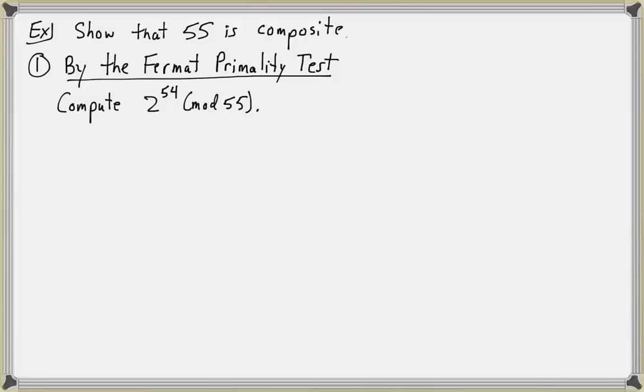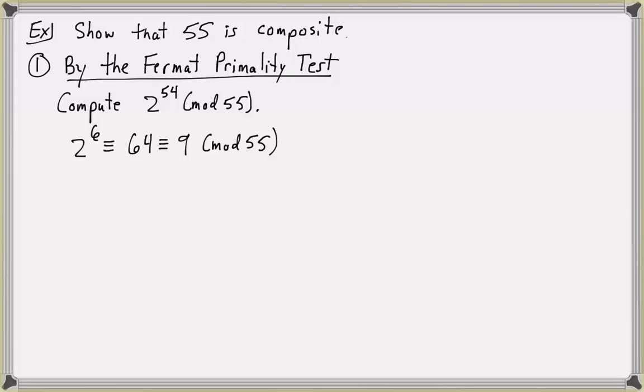So if you tried to just plug in 2 to the power 54 on a calculator, this number might be so large that you won't be able to reduce mod 55. But we can evaluate these modular exponents by doing successive squaring of the base and then reducing mod 55 each time. So for example, let's start with 2 to the 6th power. 2 to the 6 is 64, which is 9 mod 55.